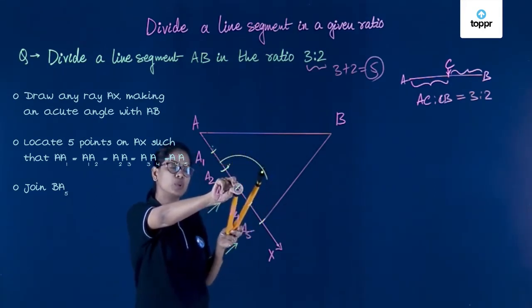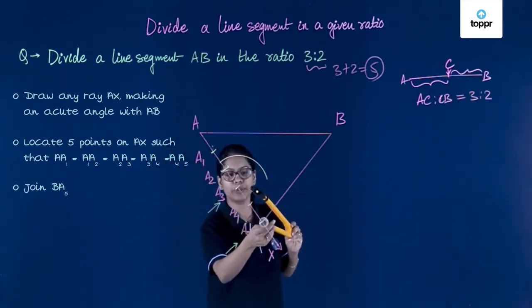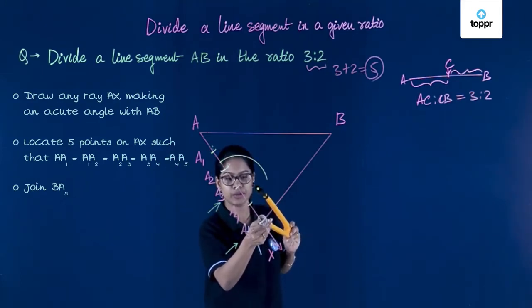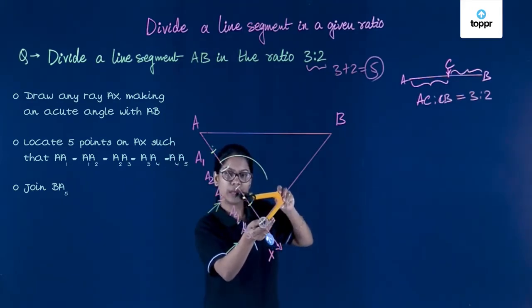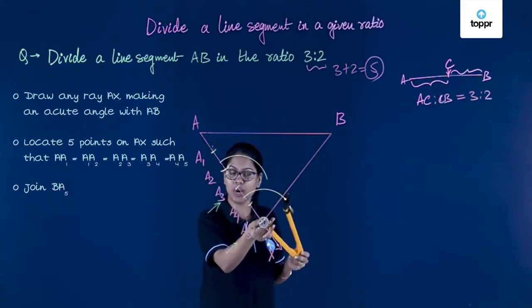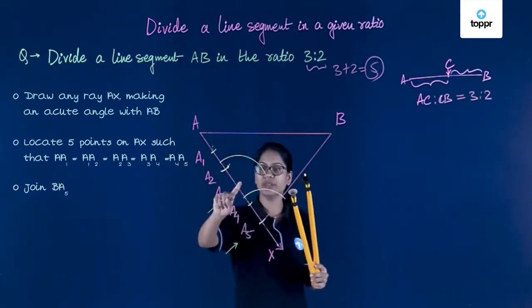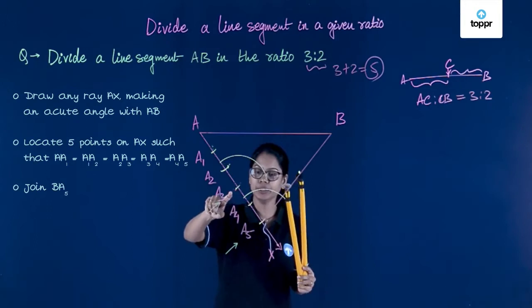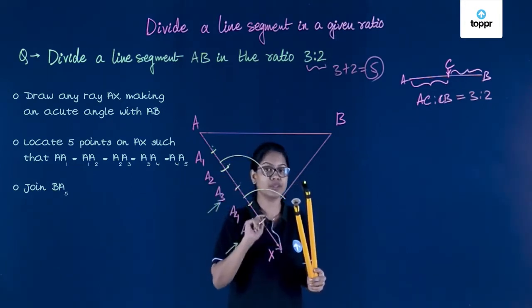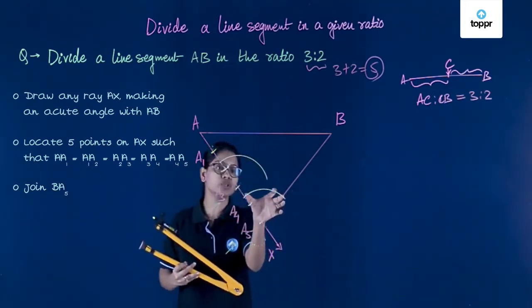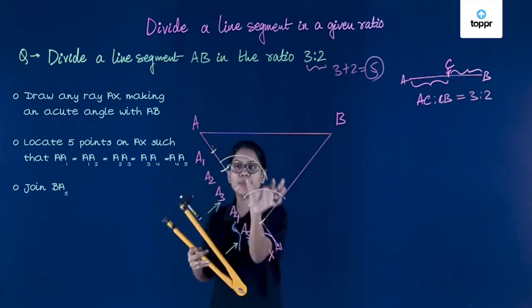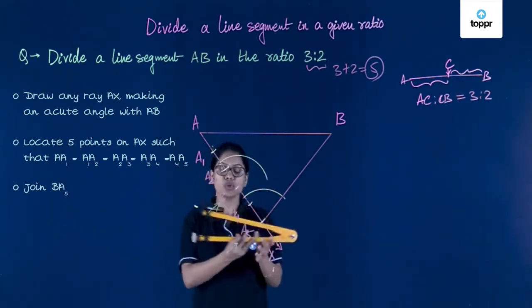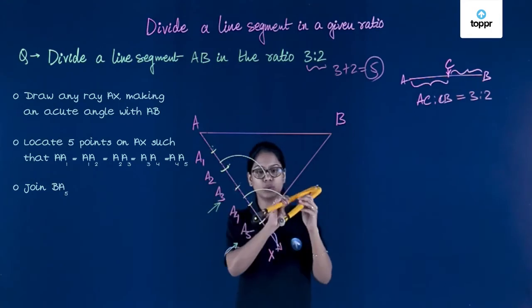You can also draw a smaller arc. The reason I'm drawing a bigger arc is only for clarity's sake. So I've drawn 2 arcs of the same measure, once with A3 as the center and the second time with A5 as the center. Now we need to measure this angle and reproduce the same angle on this side of the arc so that we have the corresponding angles equal to each other.